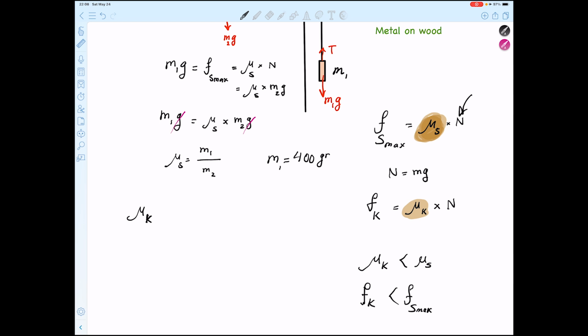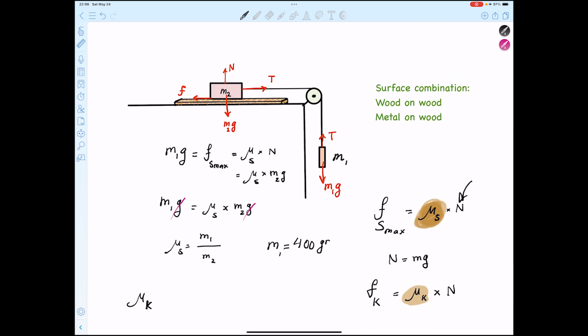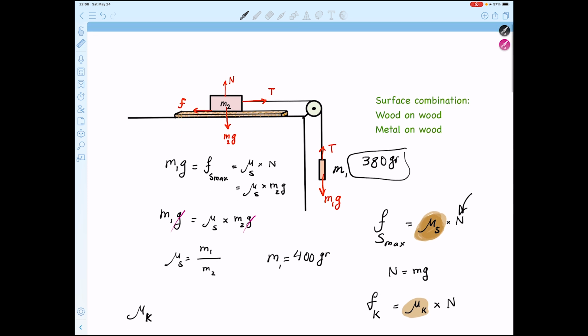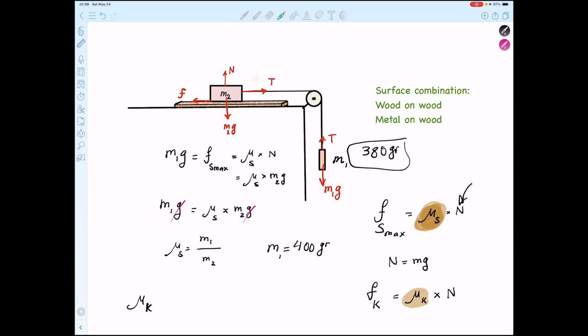You want to go a little bit lower for mu k. The idea is this. For mu k, I'm going to go a little bit lower. So let's say 380 grams for mu k. And what I'm going to do then is tap with my finger. Using my finger, I'm going to tap right in front of the wooden block, or this block, M2. I'm going to tap here with my finger.